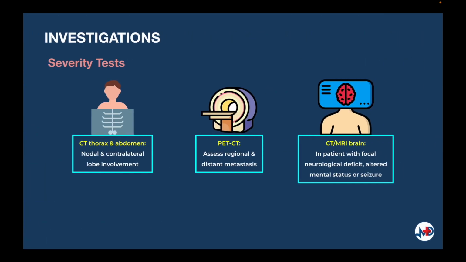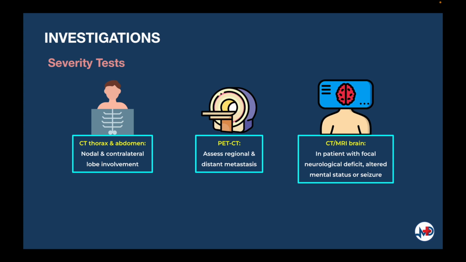If a diagnosis of lung cancer is established, the cancer should be staged to determine the severity of the disease. This can be done through a CT thorax and upper abdomen to look for nodal involvement and contralateral lobe involvement. Sometimes, mediastinoscopy may be performed prior to surgery as CT scans do not always show mediastinal lymph node involvement. To assess for regional and distant metastasis, a PET-CT should be performed.